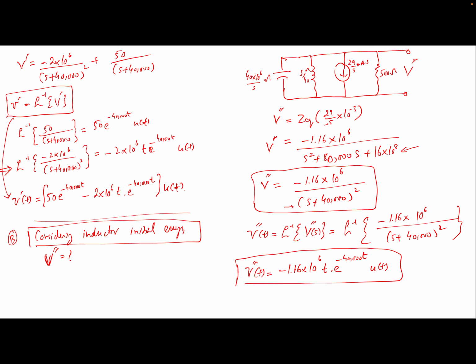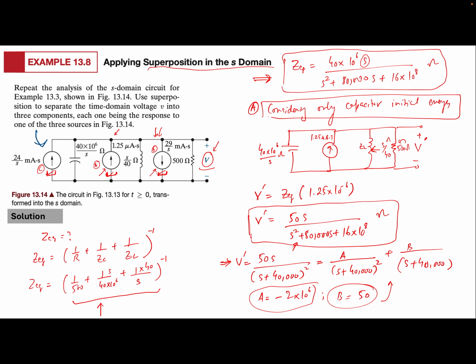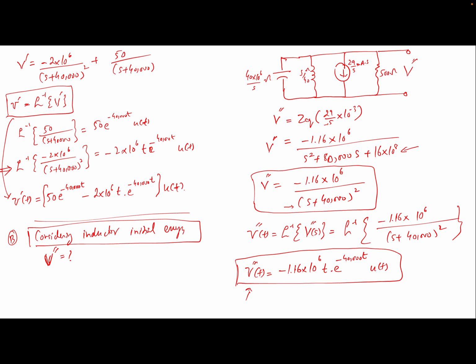Okay, so this is the amount of the voltage across this resistance, right, that is due to this current source, this one. Now we are going to do that by looking at the last one, 24 over s milliamps second. And then we're going to combine the three. Okay, great. So we got this one as well. Now let's do the last one.